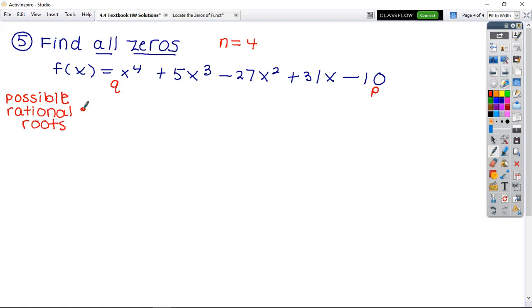Okay, so you are going to list out the factors of P divided by the factors of Q. Plus and minus at the front. Okay. So the P value is 10. So what are the factors of 10? Very good. 1, 2, 5, and 10. And then next, you're going to list out the factors of Q, which is just a 1. And then you're going to make your list here. So this is equal to plus and minus 1, 2, 5, and 10.